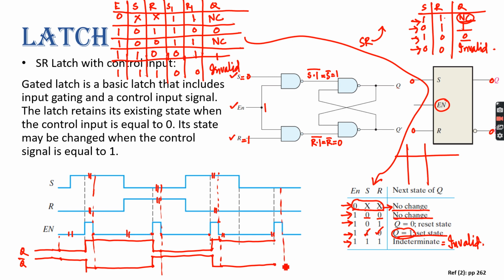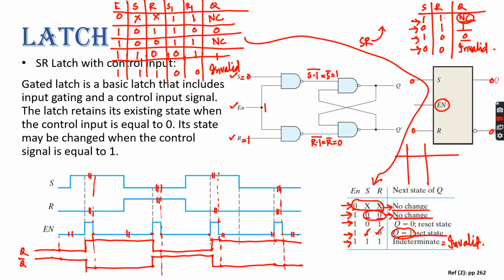And up to this point, both are 0. So no change. So 1 will remain 1, 0 will remain 0. And here to here, enable is 0, meaning no change. So output will remain as it is. Is there any confusion?